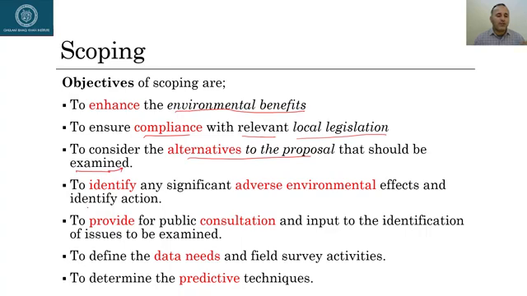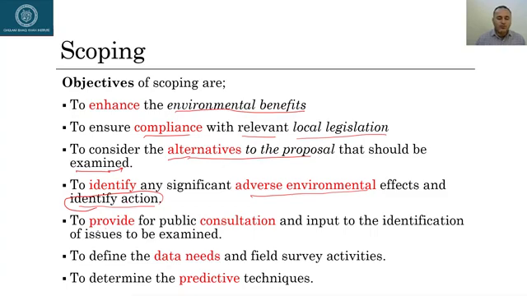So the scoping of the environmental impact assessment study also touches upon the alternatives to the proposal. Okay, we are evaluating this proposal in terms of impact on the environment, but there are some other alternatives. So scoping may also consider alternatives to the proposal to identify any significant adverse environmental effects and identify corrective action. Okay, so this is the mitigation part. Scoping identifies the adverse environmental effects, but it also identifies the corrective actions.